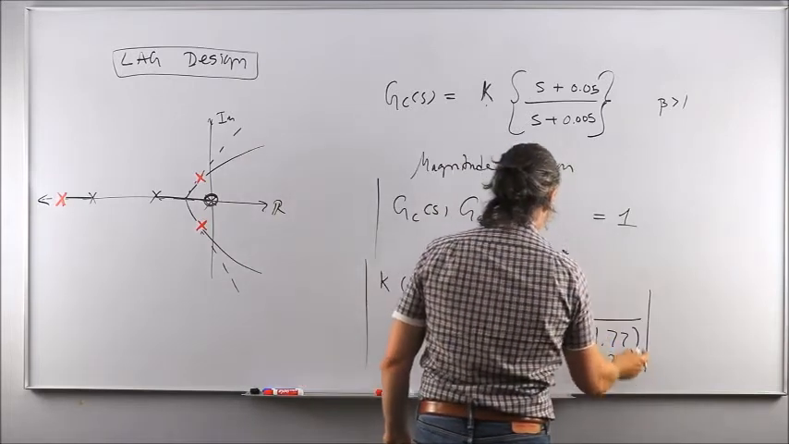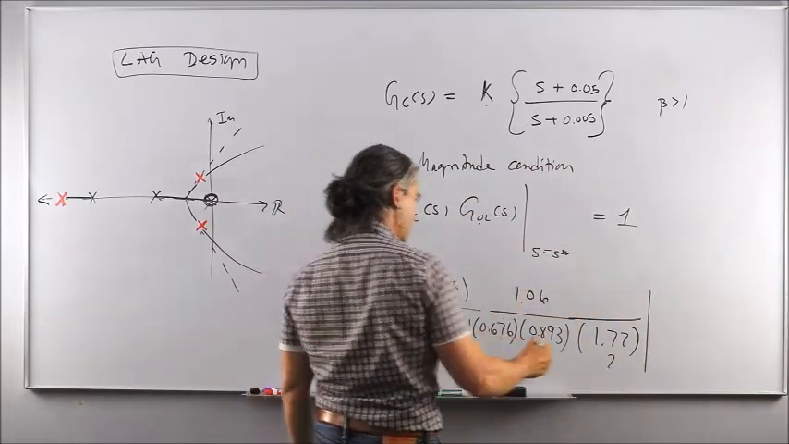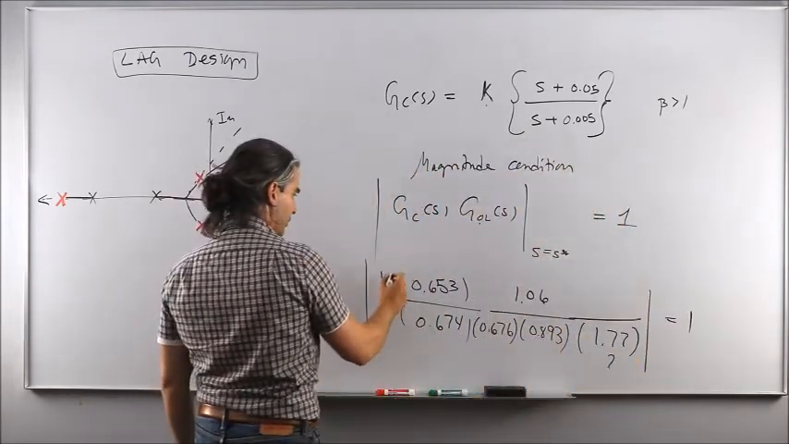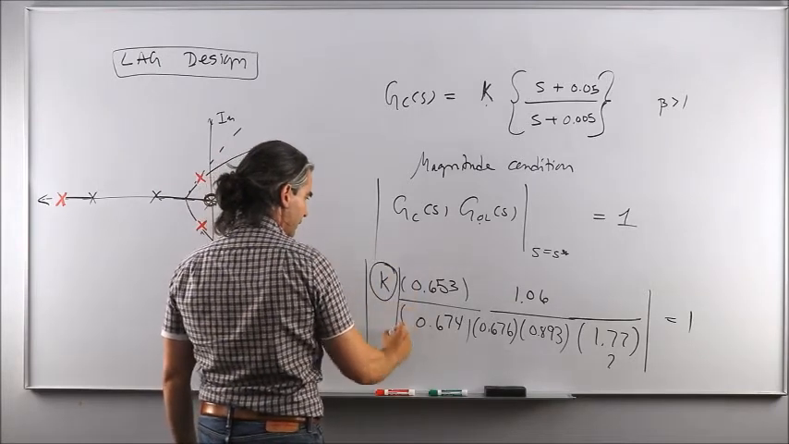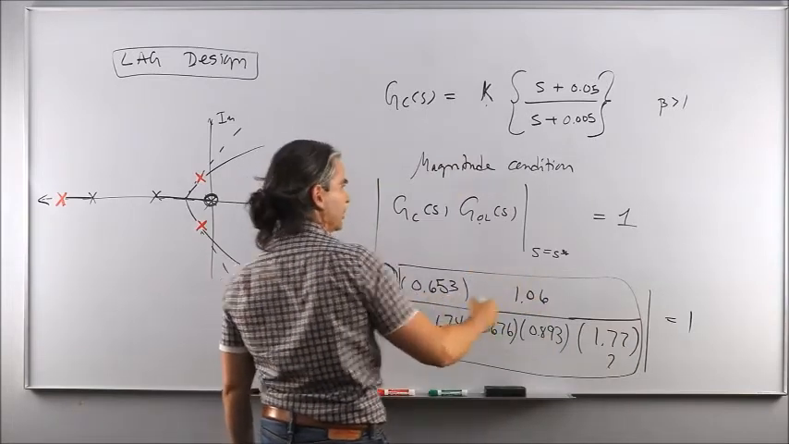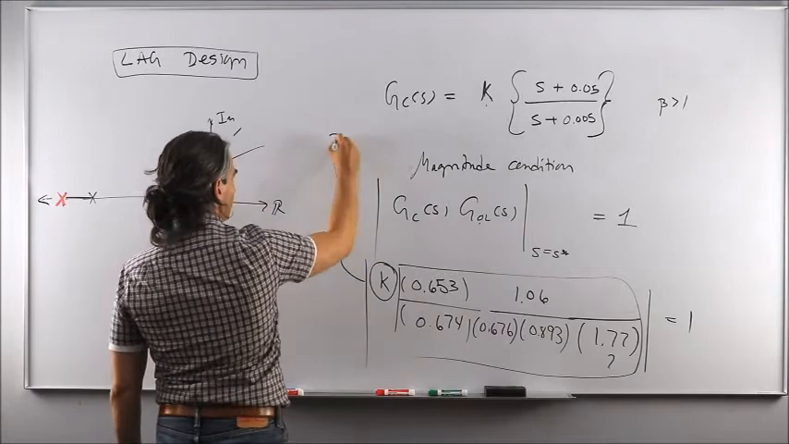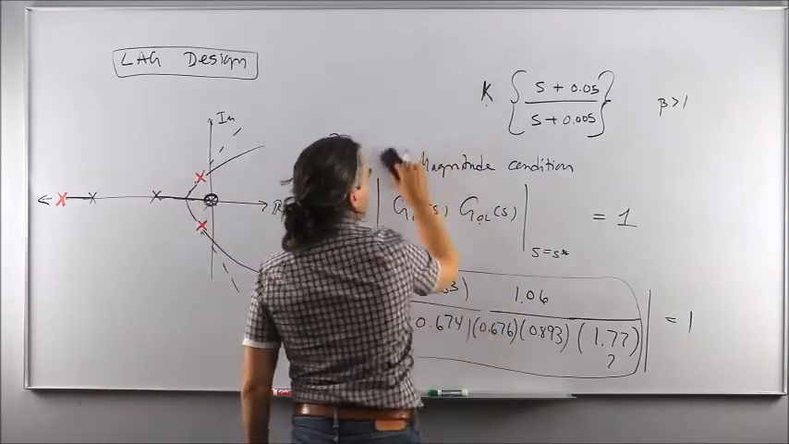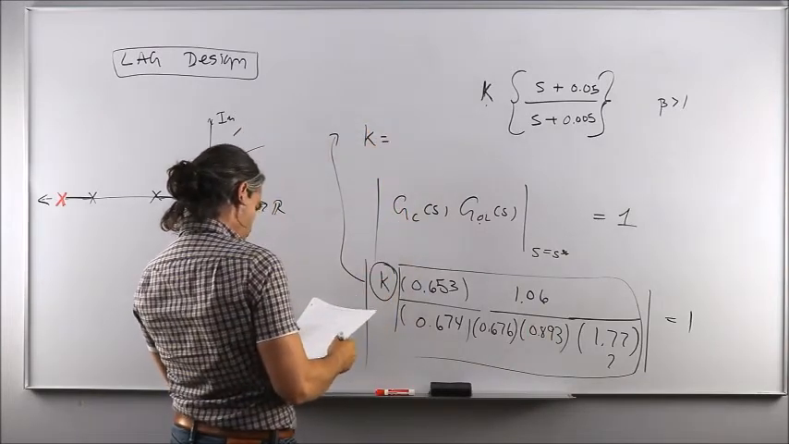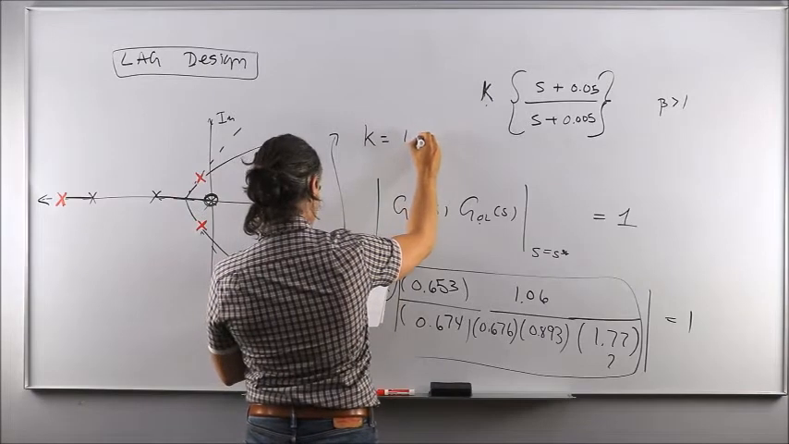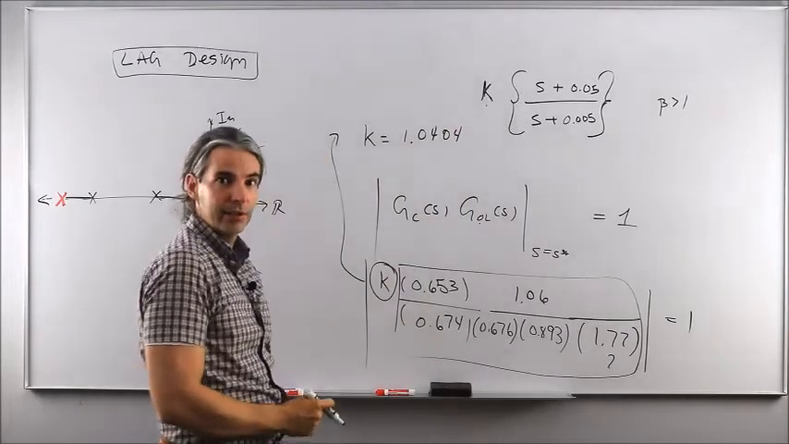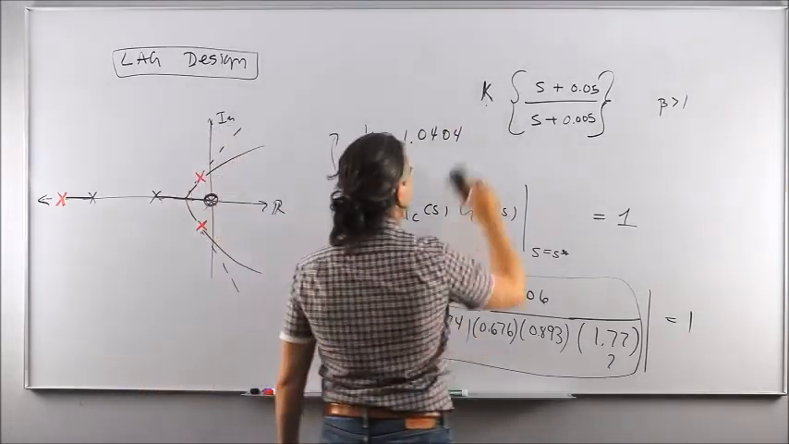Okay, so the norm of all these things that were evaluated at S star, that gives me a 1 at the end of the day. So as you can see, the only unknown is the gain value K. So you take this, that's going to give you one number. 1 over that number shall give you K, where K should end up being equal to 1.0404. Surprise, surprise, K is almost equal to 1. That makes a lot of sense.